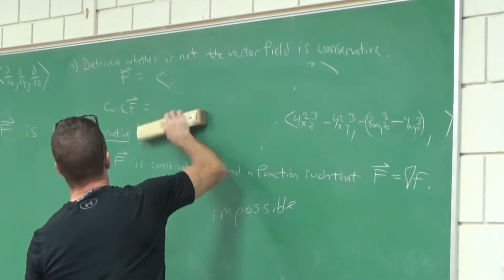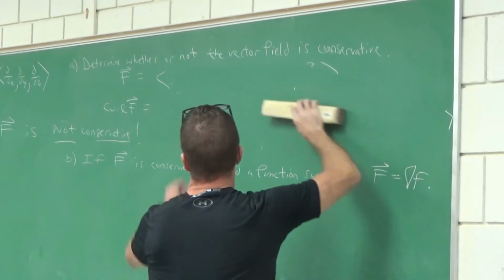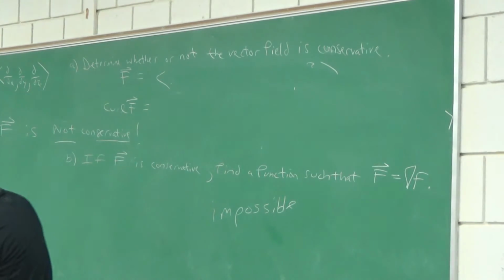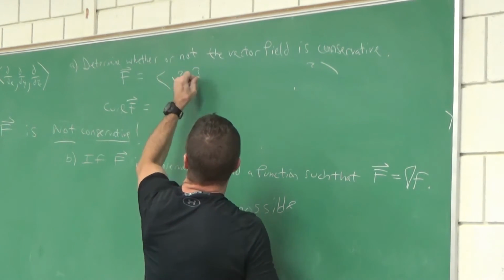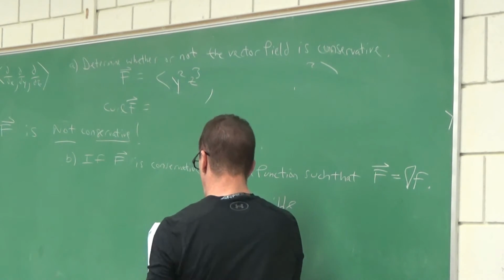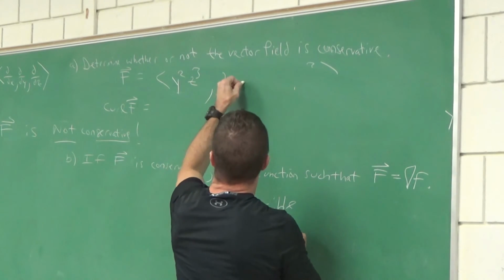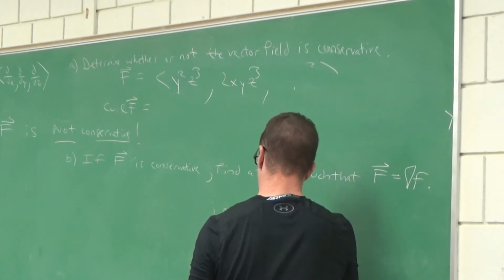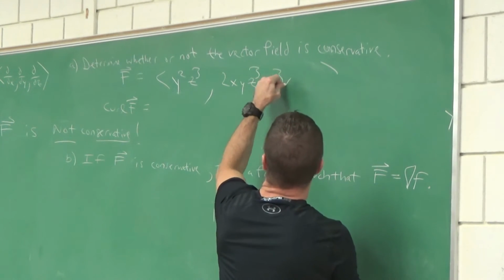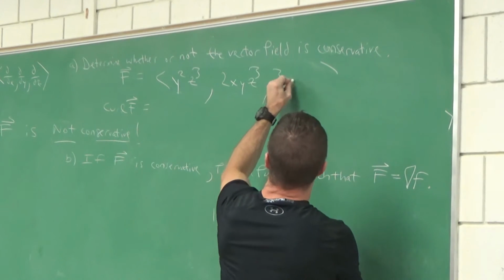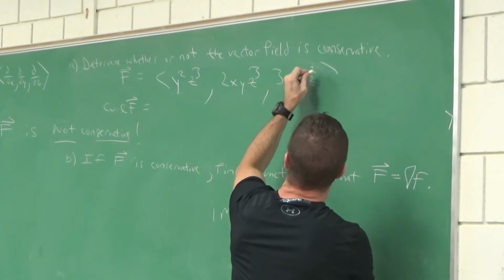Well, we know we're going to do the curl. I can leave that up here. This is number 16. F equals y squared z cubed, 2xyz cubed, and 3xy squared z squared.